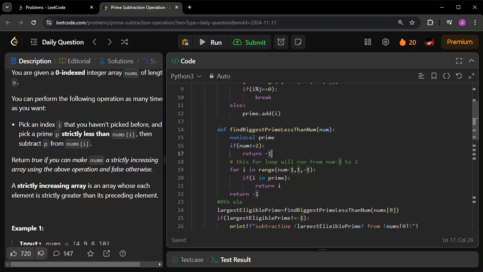What I will do next? Next, I'm going to start a loop. This loop will run from n minus 1 to 2 in reverse order. It will start from num minus 1, it will go till 2. What will it do?